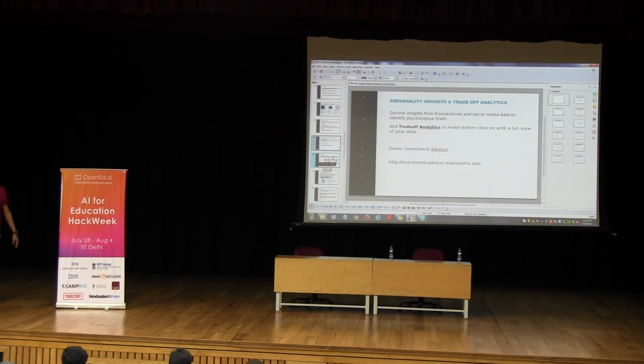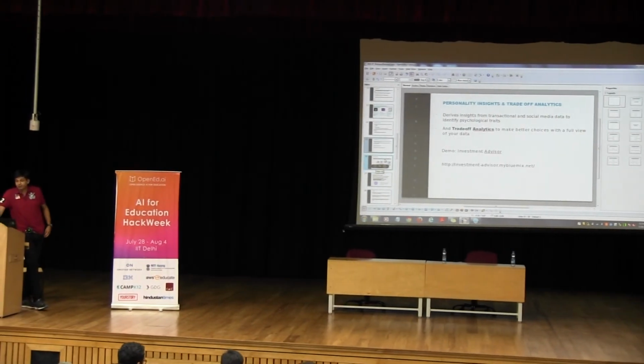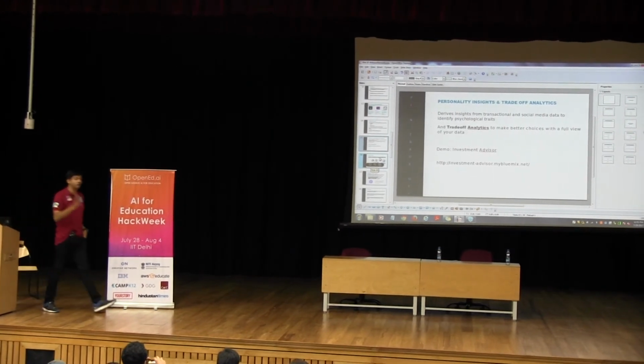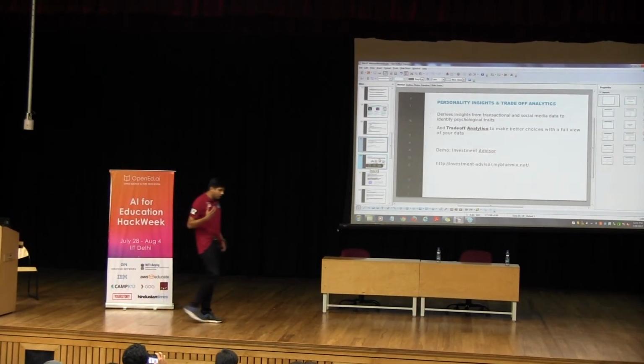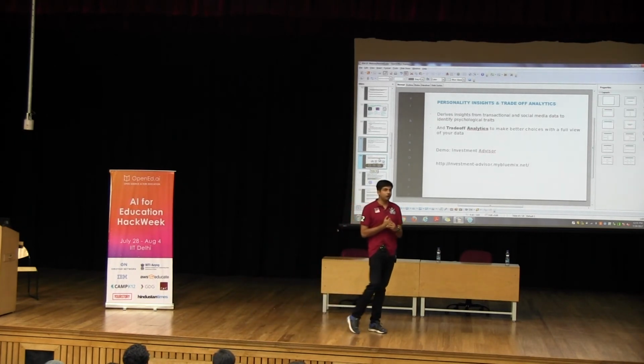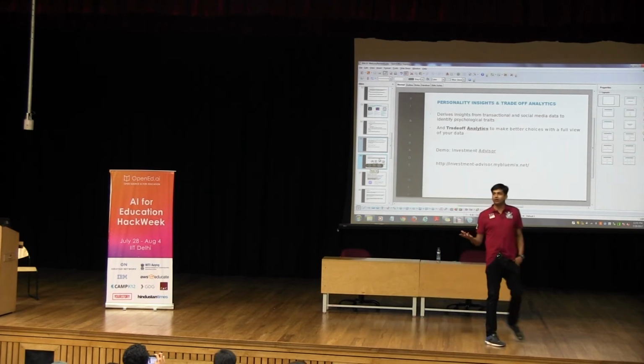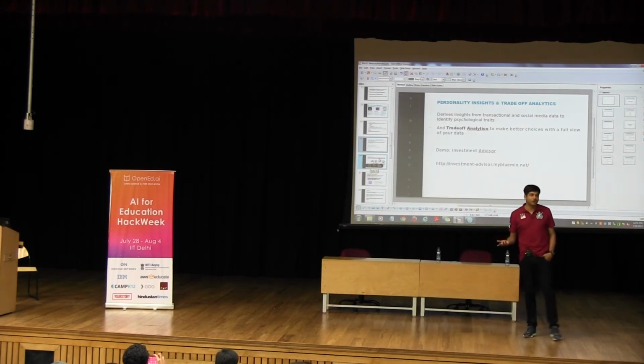Similarly, apart from personality insight, we have APIs like trade-off analytics. The trade-off analytics API helps you make better choices with a full view of data, right? So how many of you are already purchasing from e-commerce websites like Jabong, Myntra, or something? Most of us are doing, right?